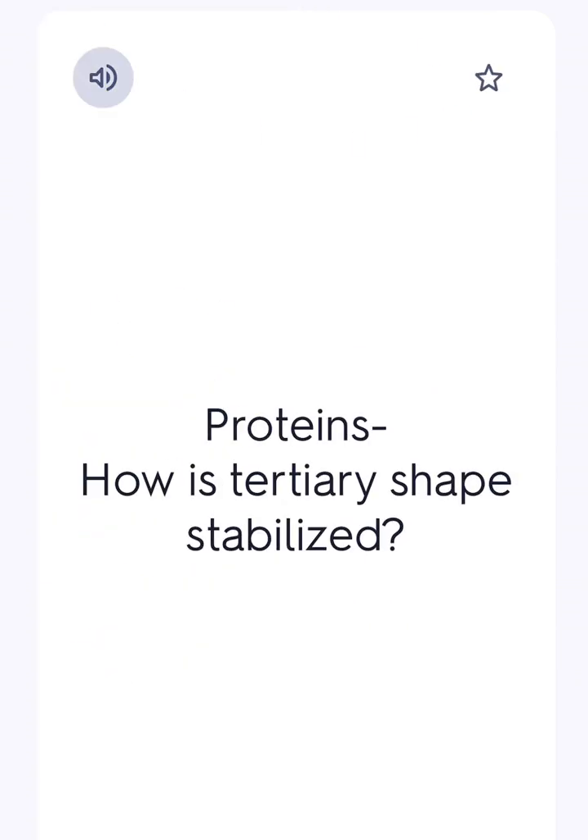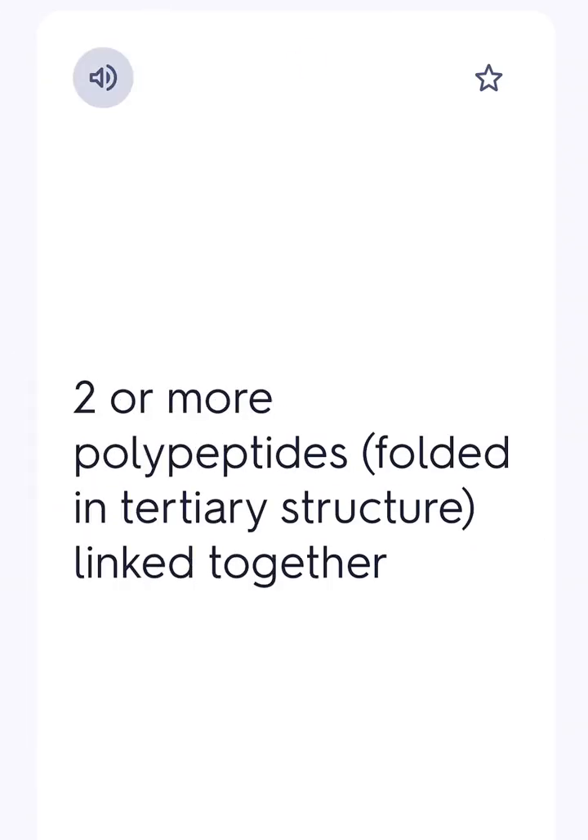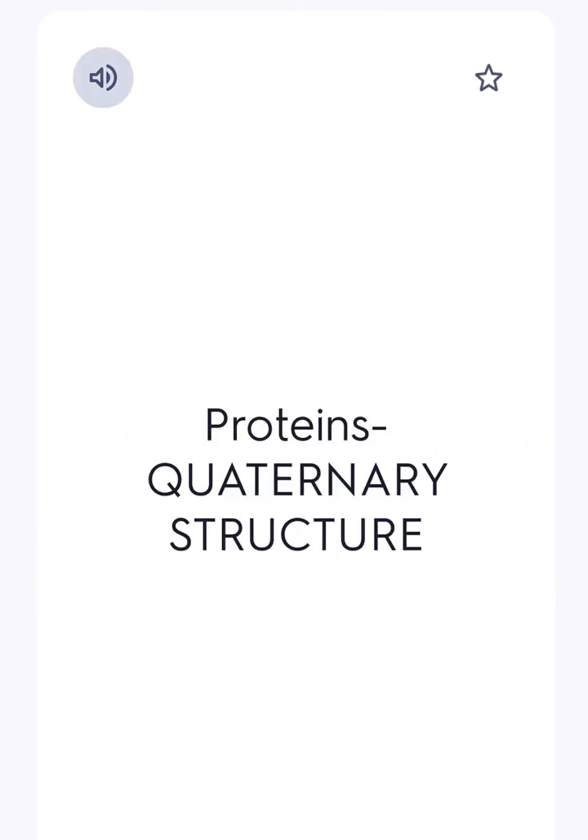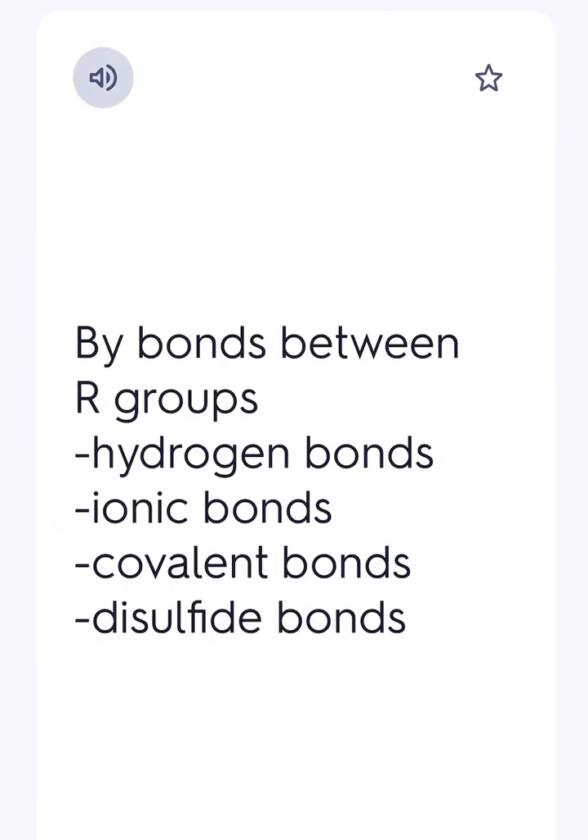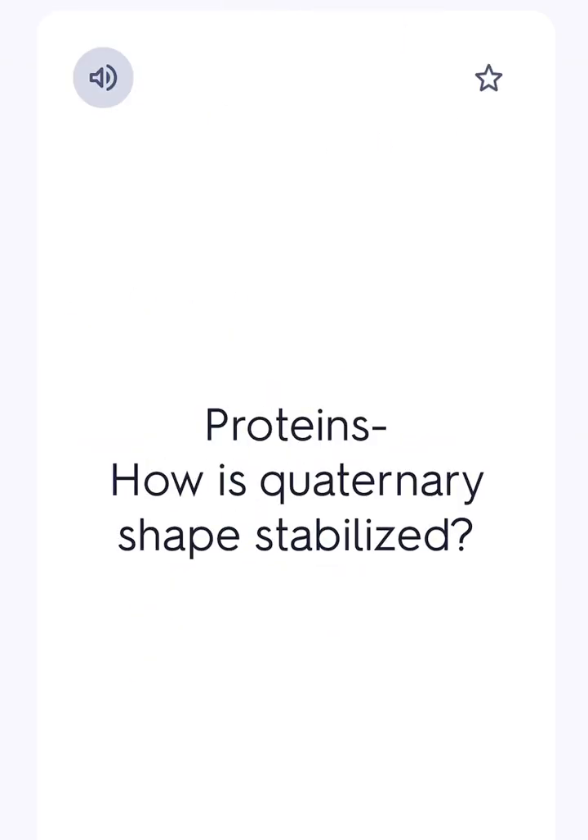Proteins, how is tertiary shape stabilized? By the bonds between R groups: hydrogen bonds, ionic bonds, covalent bonds, disulfide bonds. Protein's quaternary structure: 2 or more polypeptides linked together. How is quaternary shape stabilized? By bonds between R groups: hydrogen bonds, ionic bonds, covalent bonds, disulfide bonds.